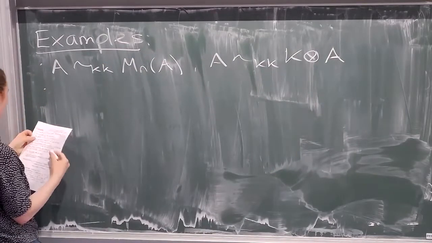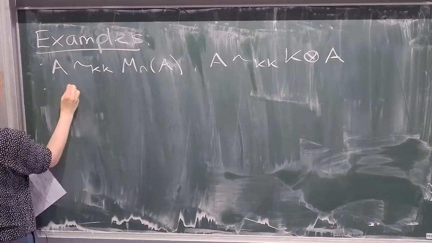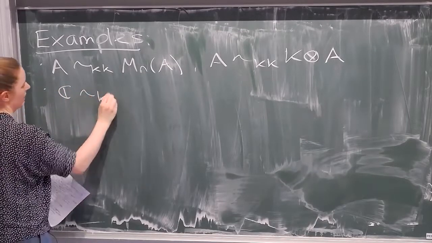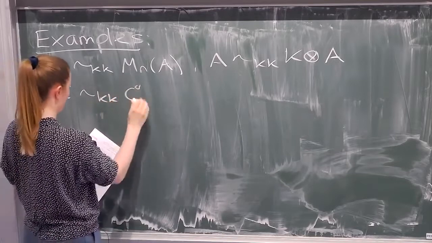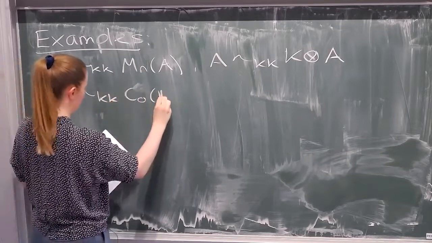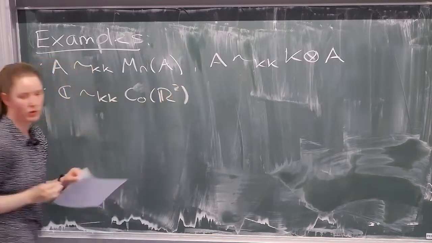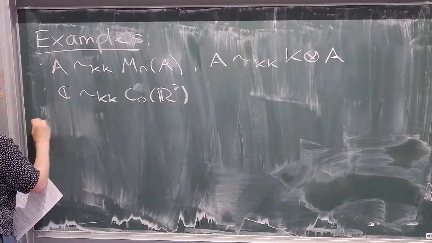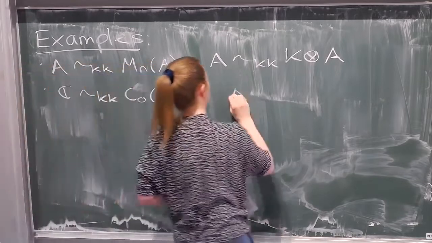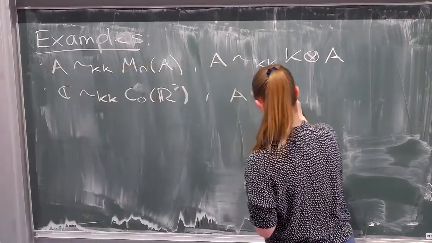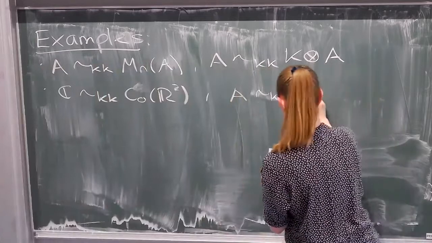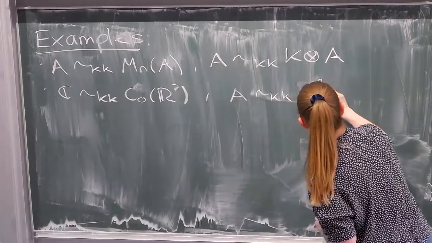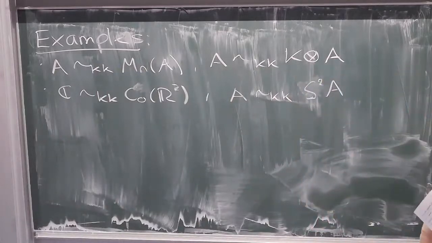Then we also saw last time that the complex numbers are KK-equivalent to C0 functions on R, which follows by Bott periodicity. And in more general terms, we have that A is KK-equivalent to taking the suspension twice, which was also mentioned last week.